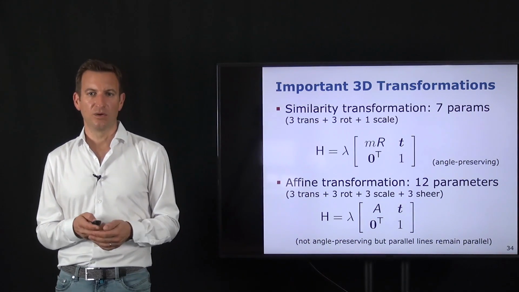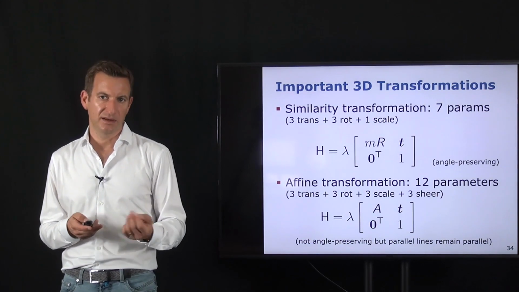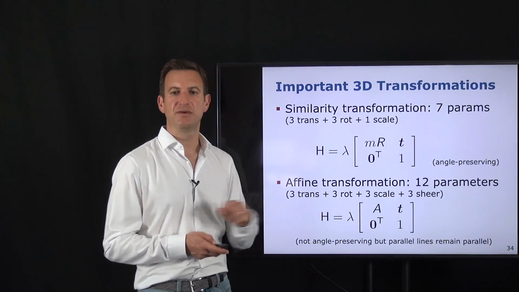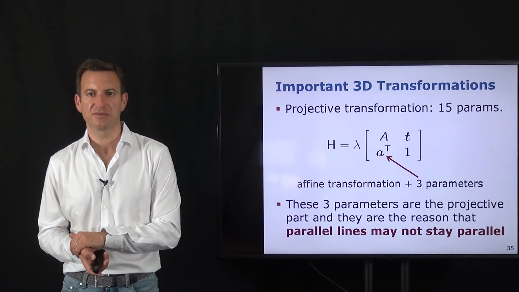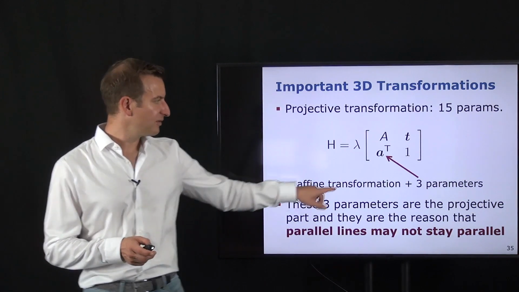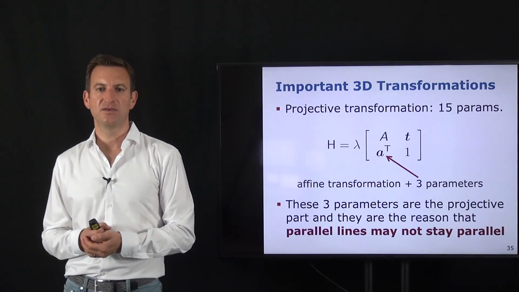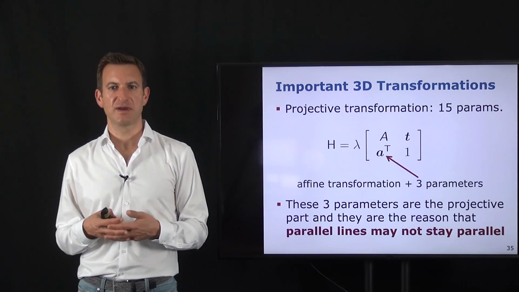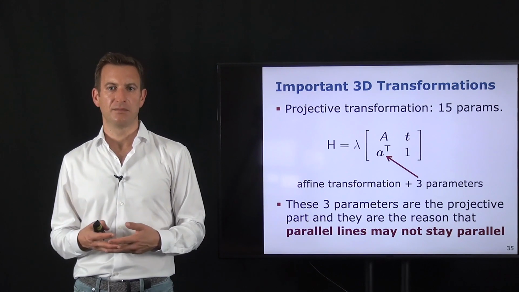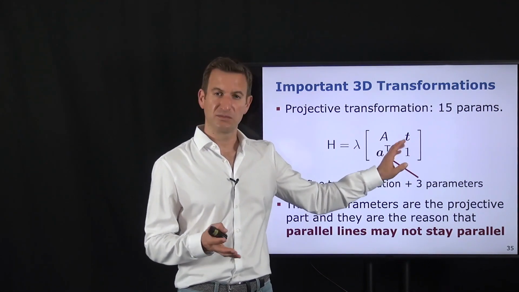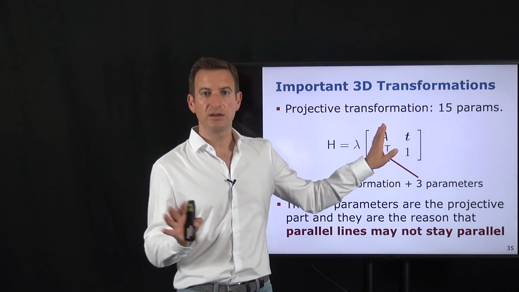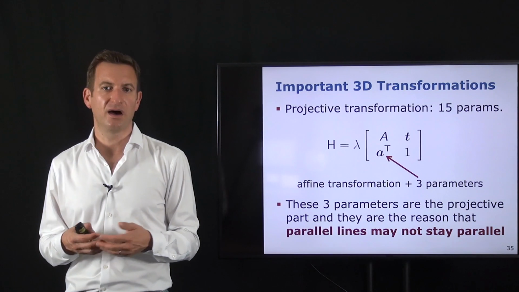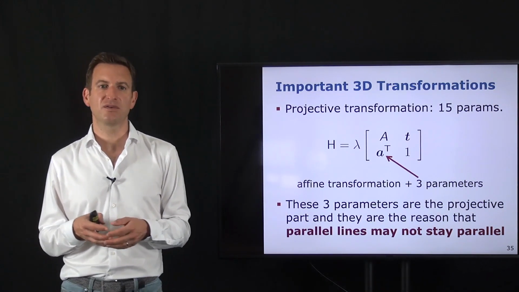And then we can go even further to a projective mapping, and the only 3 parameters we still have actually sit down here. So what happens if we add the additional 3 parameters here into a vector? This turns then into a projective transformation. And this projective transformation has 15 degrees of freedom. Again, this is a 4x4 matrix, so it means 16 values, but one is fixed to 1, so we have 15 degrees of freedom. And these are the reasons why parallel lines may not stay parallel.